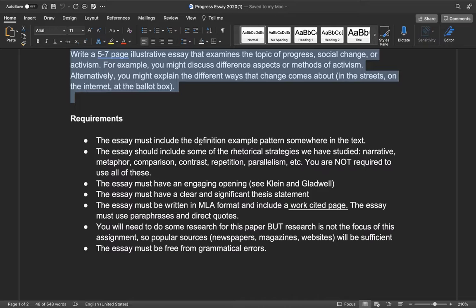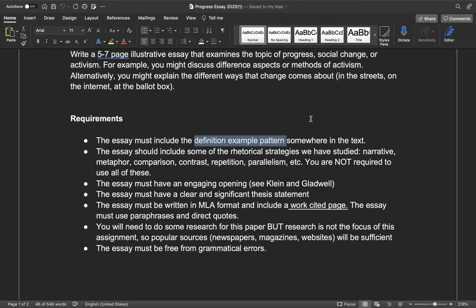The final assignment is going to ask that you use the definition example pattern somewhere in the text. That might be as an introduction, or it might be as a body paragraph. The essay should also draw on some of the rhetorical strategies that we've learned. For example, you might use narrative in the form of anecdote to help support some of your illustrative paragraphs. You might use the compare and contrast setup, repetition, parallelism. I'm not looking for you to use all of these, but I'm just reminding you of some of the strategies we've touched on over the semester so far and encouraging you to use them in your writing.